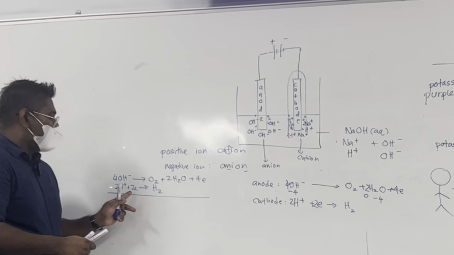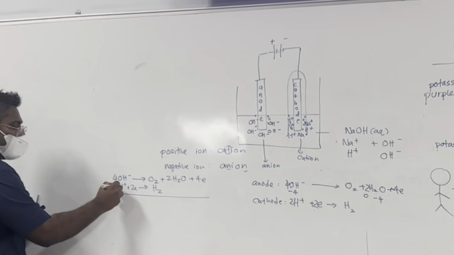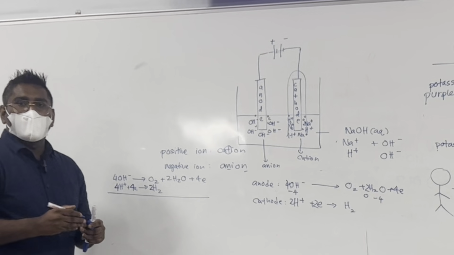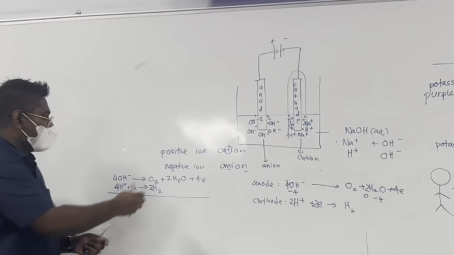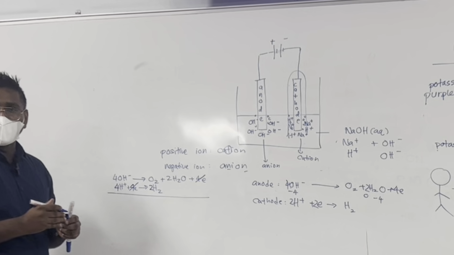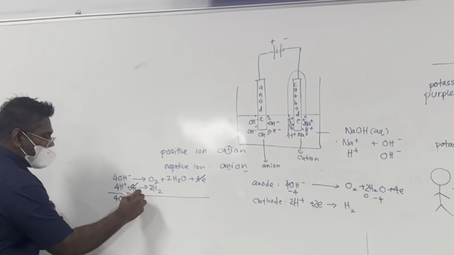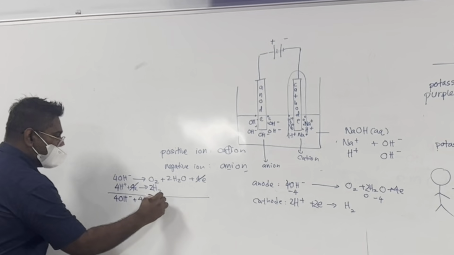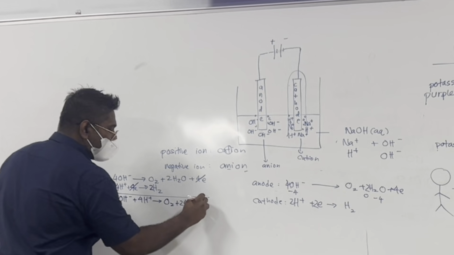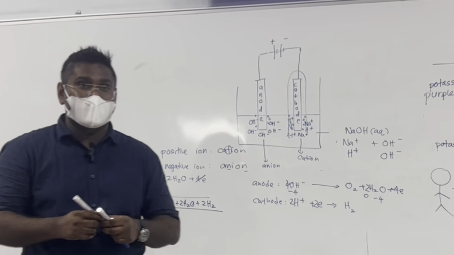You have 4 electrons and 2 electrons, so you need to multiply the second equation by 2. And you just add them. When you add these two, the 4 electrons and the 4 electrons will cancel. And you will get 4OH⁻ plus 4H⁺ to give O2 plus 2H2O plus 2H2. This is the overall equation for this electrolysis.